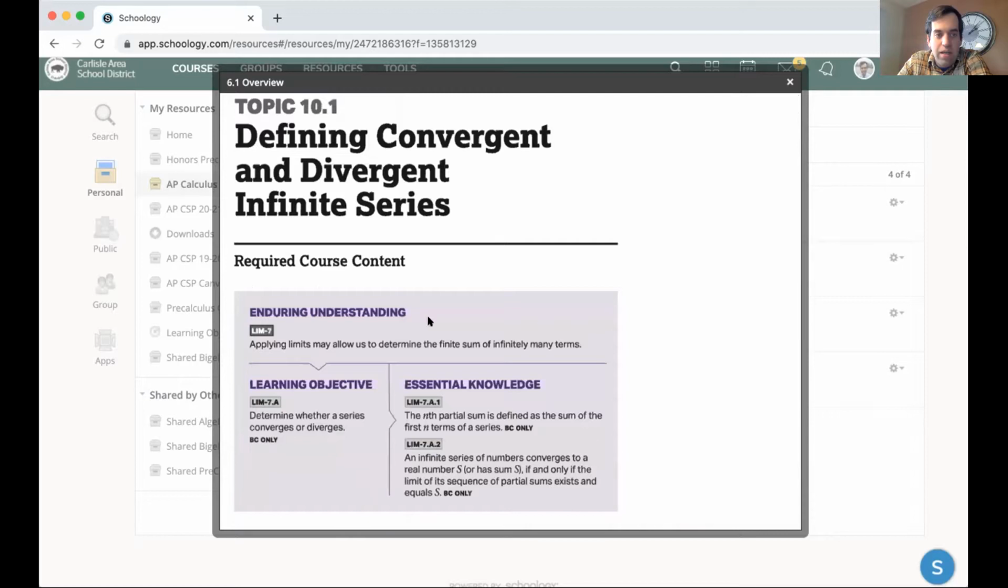So you can see down here in topic 10.1 from College Board, we have the nth partial sum is defined as the sum of the n terms of a series. An infinite series of numbers converges to a real number s or has sum s if and only if the limit of its sequence of partial sums exists and equals s. So there's a lot going on here, and that's why we're going to break this down into multiple lessons.